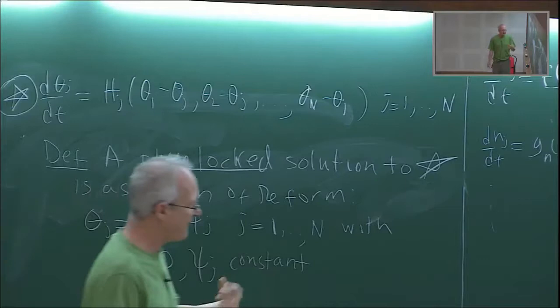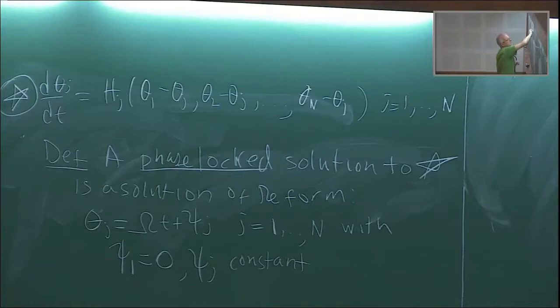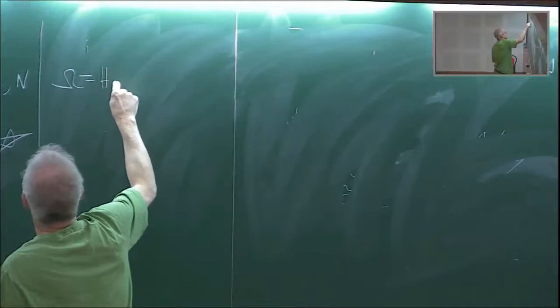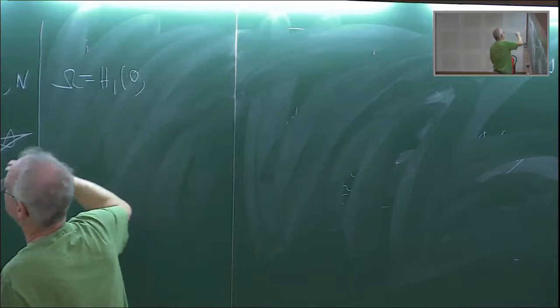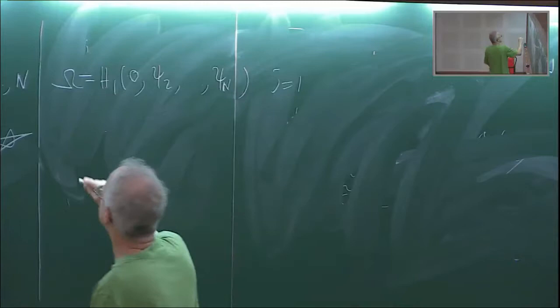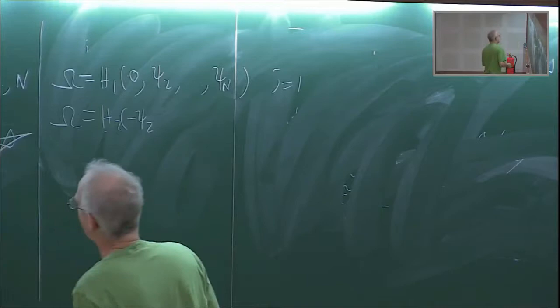So how do we find a phase lock solution? Well, we have to solve this. So we have omega equals H1 of theta 1 minus theta 1, which is 0 because theta 1 minus theta 1 is 0, comma psi 2 through psi n. That's j equals 1. J equals 2: H2 of minus psi 2, right? Theta 1 minus theta 2 is, since theta 1 is 0, minus psi 2. Oh, notice that the omega t's all cancel here, right? Omega t minus omega t.